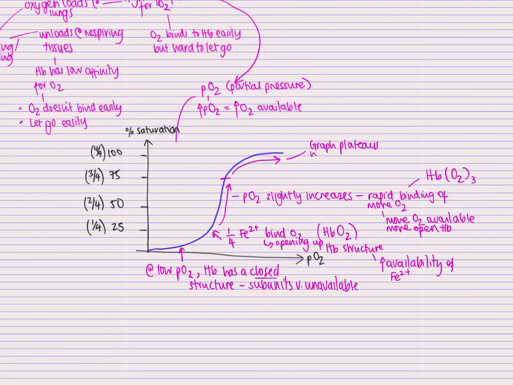And the graph plateaus with increasing partial pressure of oxygen because, just due to chance, it's very unlikely that the 1 out of 4 heme groups left is going to be able to bind to that oxygen. It's not impossible, that's why it does reach 100 eventually, but it's unlikely.